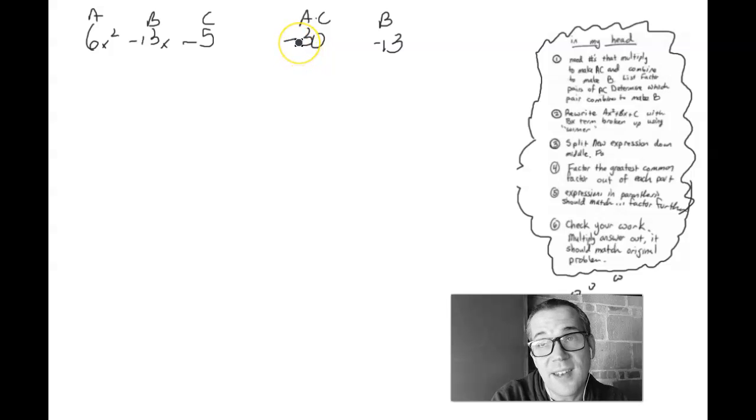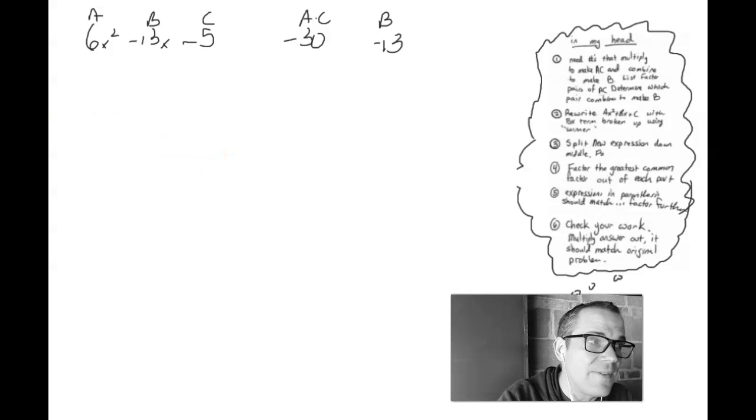Now in this case, since it's a negative number, I know that one of the values will be positive and the other one will be negative. I don't know which one's which necessarily. I just know that when I go to combine them to make negative 13, I've got to keep in mind that one's positive and one's negative, so the multiplication is negative 30.